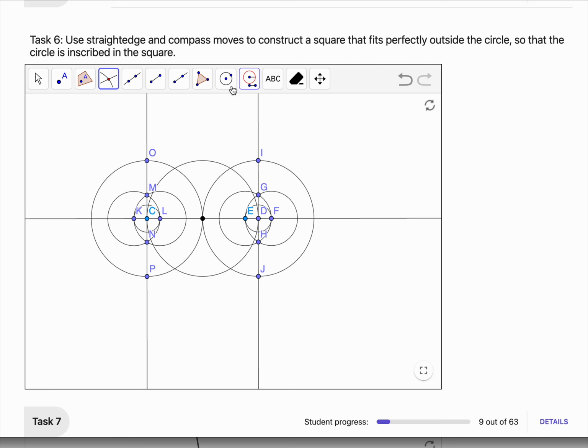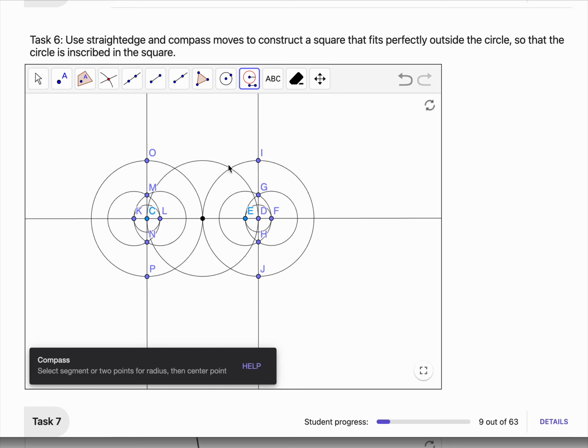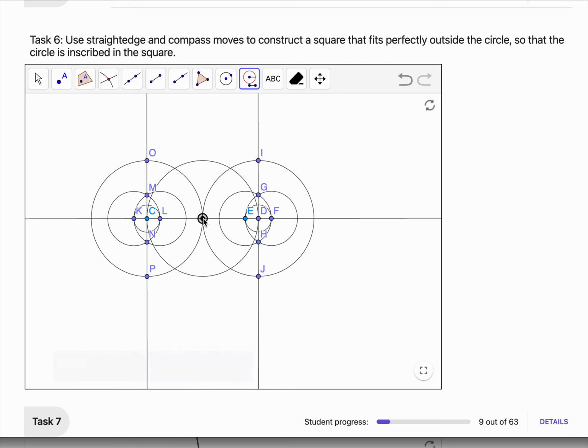So let's see here. What do I need? Oh, I wanted to show you guys something. Actually, looking at this, this is the center of our square. It's not just the center of this circle, it's the center of our square. So watch what happens when I take this point here and this point here and use that as a radius. Look, my circle hits all these points.